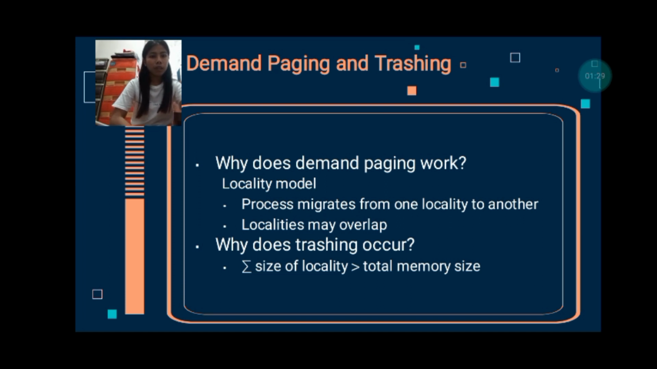Locality model: a process migrates from one locality to another. Localities may overlap. Why does thrashing occur? Thrashing occurs when there are too many pages in memory and each page refers to another page. The real memory is too small in capacity to hold all the pages, so it uses virtual memory.